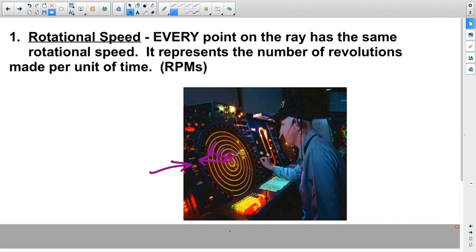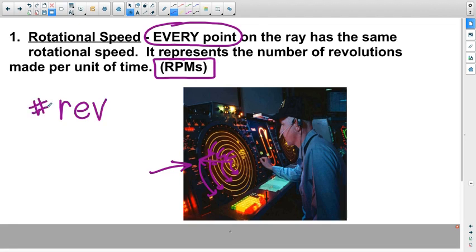The point I want to make about rotational speed is that every point along this ray that's sweeping around, they're all going to have the same rotational speed. It doesn't matter if I'm really close to the center or far away. If I'm going around 10 times in a minute, I'm going around 10 times in a minute. So rotational speed, its units are RPMs typically, or some number of revolutions per some amount of time, typically minutes.